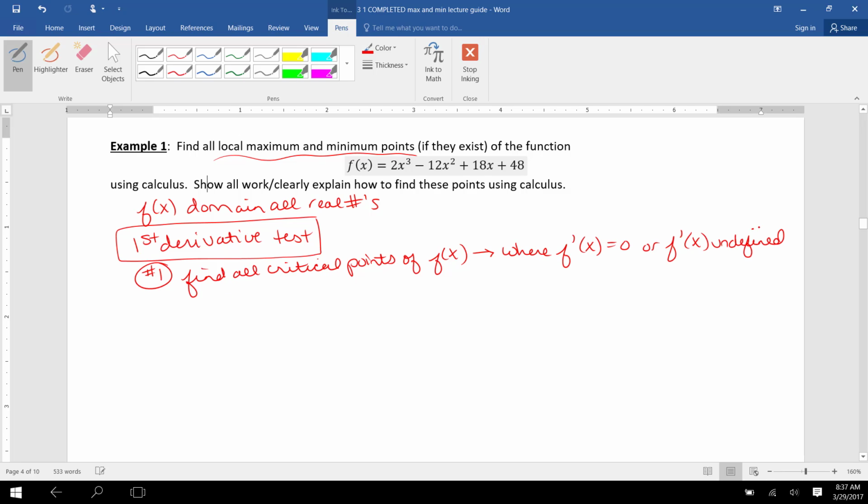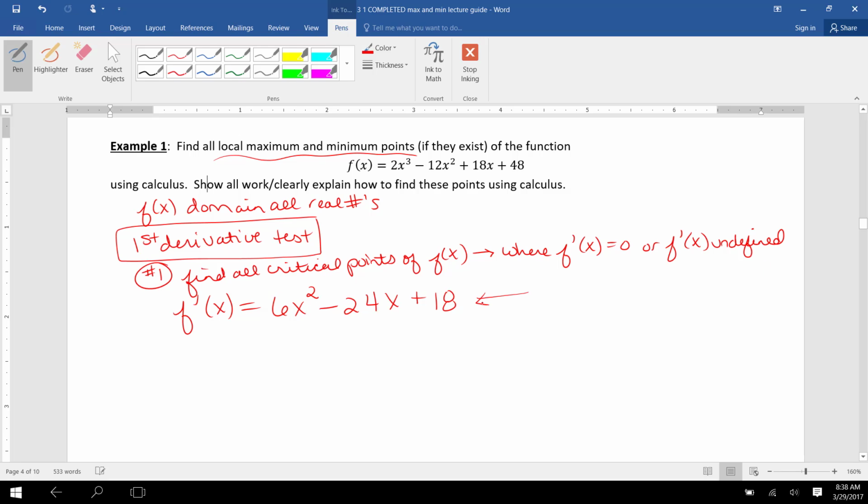All right, so first we're definitely going to need to find f prime of x. So this is a nice easy power rule. The derivative of 2x to the third is 6x squared. The derivative of 12x squared will be 24x. And the derivative of 18x is just 18. So now we need to identify where the derivative is 0 or where the derivative is undefined.